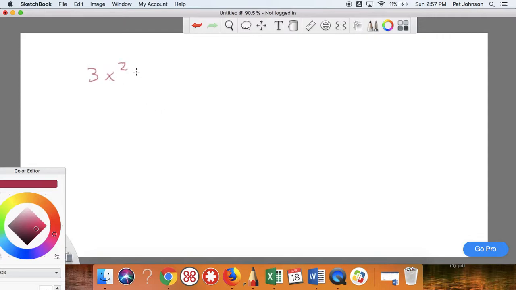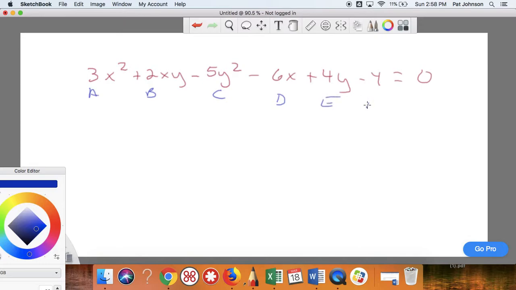So 3x squared plus 2xy, I'm going to write in the ax squared plus bxy plus cy squared, and so on, in the general form. You have to memorize that. So it's the x squared, the xy term, the y squared, then the x term, then the y term, and then the constant. Okay, so again, identify A, B, C, D, E, F.